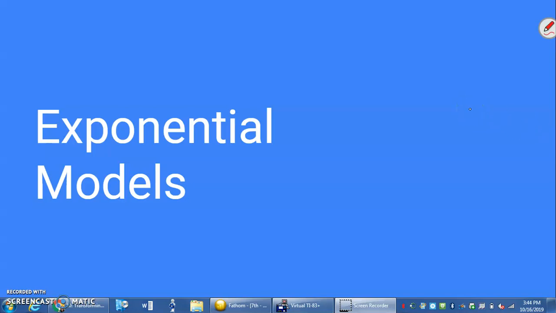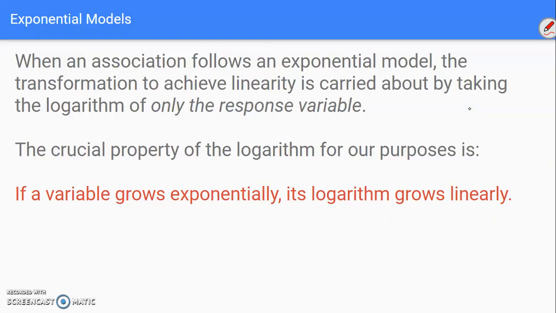So moving on, if it's not a power model, it could be an exponential model. When an association follows an exponential model, the transformation to achieve linearity is carried out by taking the logarithm of only the response variable. So it still involves a log, that transformation property, but this time we're going to only take the log of the response variable, and that's to get the variable out of the exponent. So if a variable grows exponentially, its logarithm should grow linearly.